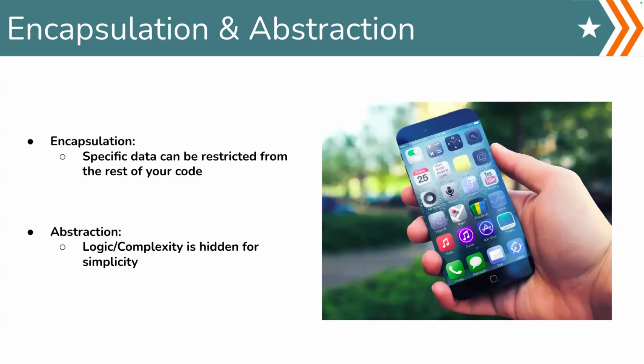Again, encapsulation is restricting data from the rest of your code, meaning that there's no clash between one application and another application. They all work independently. Data is restricted. They all have their own methods and attributes. And then there's abstraction. The user doesn't need to see this. It's just our problem to handle all the logic and complexity. The user only needs to be able to understand, if I click this, this will do this.